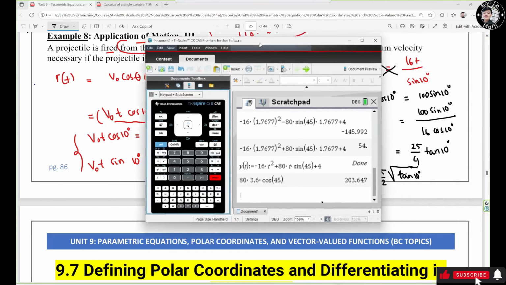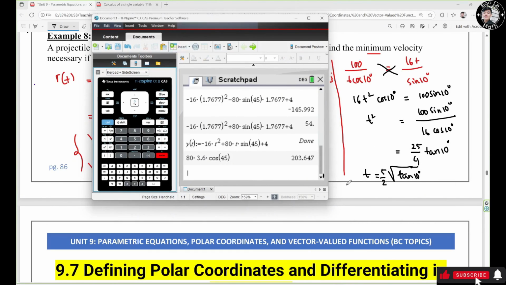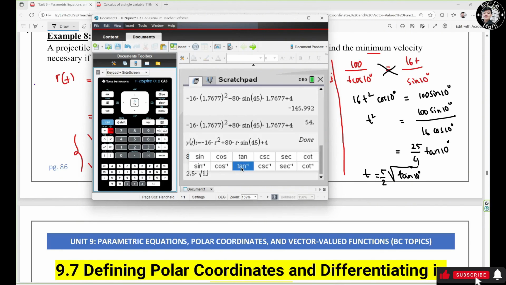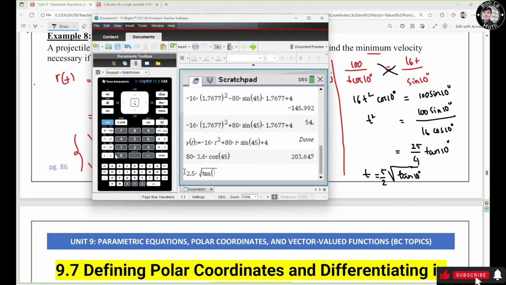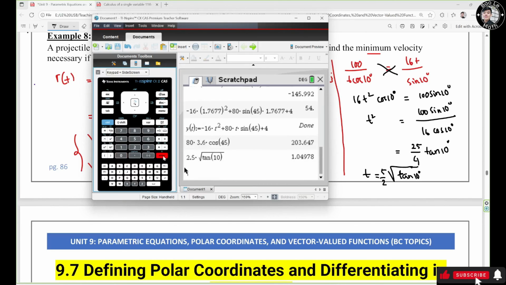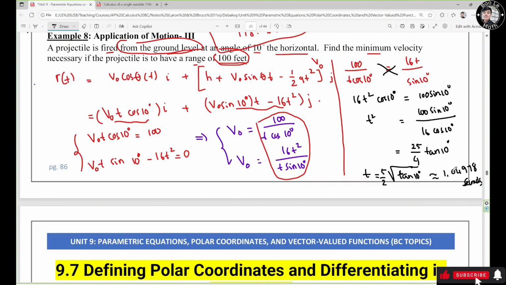So I'm going to bring up the calculator. So it's going to be 5 over 2, which is 2.5 times square root of tangent 10 degrees, right? Then I'm gonna press enter. It's gonna be 1.04978. Now I'm gonna substitute 1.04978 into one of these equations. Then we're gonna finish, right?